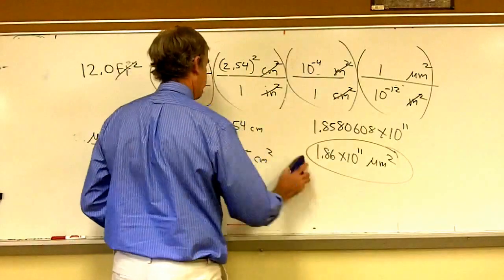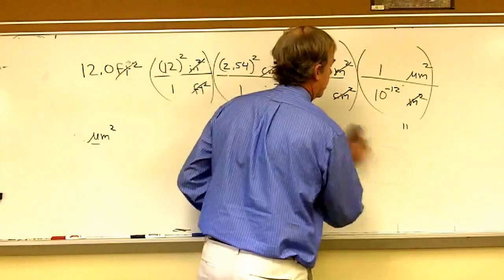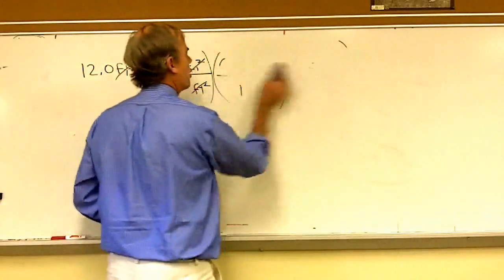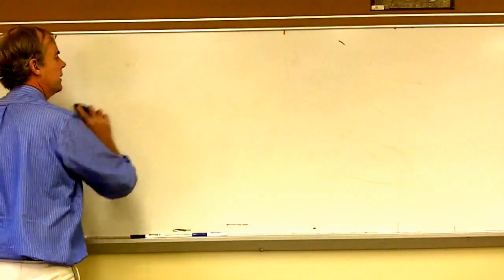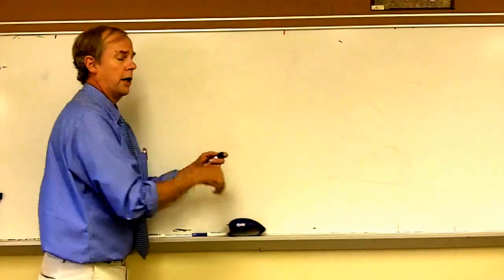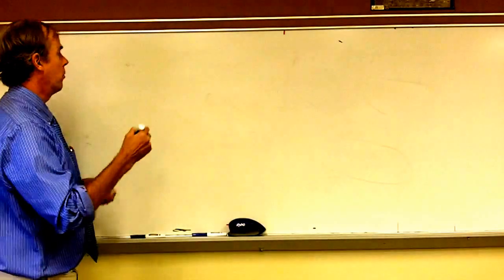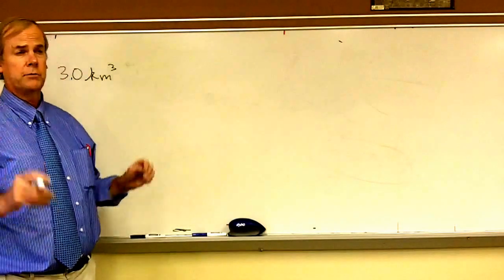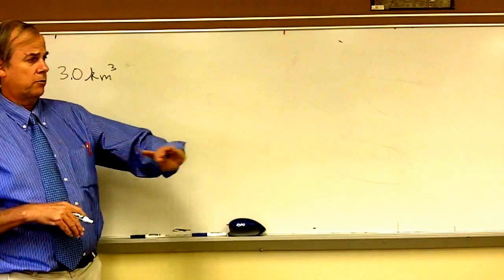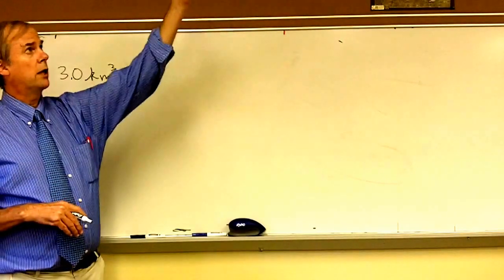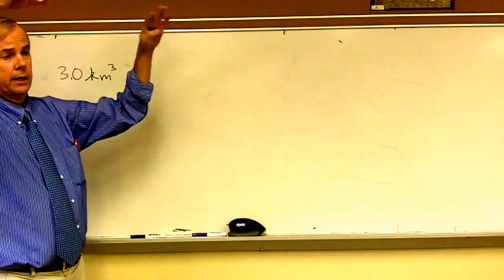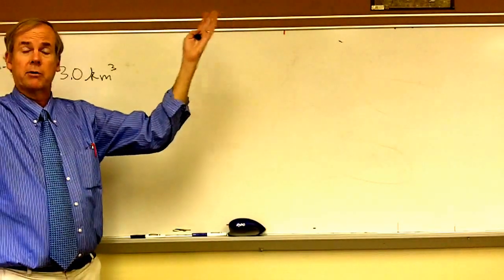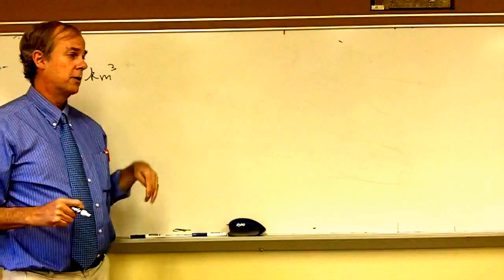Now, as a second example, if this all works in 2 dimensions, there's absolutely no reason why it wouldn't work in 3 dimensions. For instance, what if I had the valued measurement of kilometers cubed, 3.0 kilometers cubed? Now that's quite a large volume of space. Imagine something that's 1 kilometer long, 1 kilometer high, and 1 kilometer wide. That would be a cubic kilometer of space, a very large volume of space.